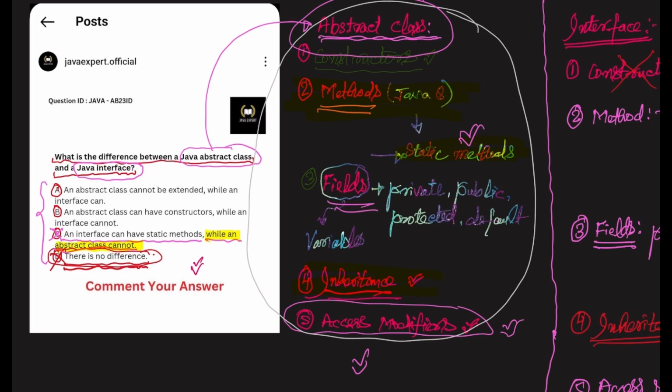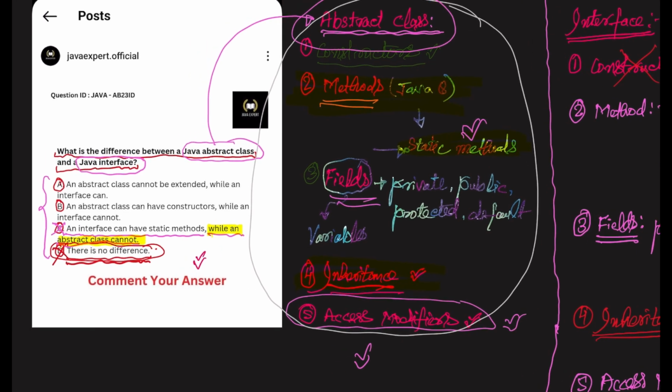Okay, let's check option A first, then we go for option B. Option A: an abstract class cannot be extended while an interface can. I have already explained this under inheritance. An abstract class can extend only one class because Java does not support multiple inheritance with classes. So that is why this statement is wrong, and option A is wrong.